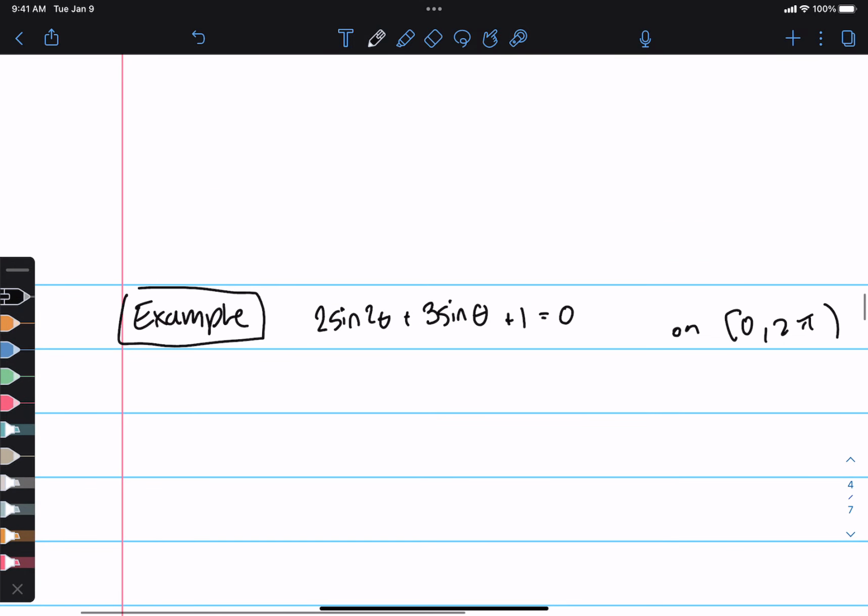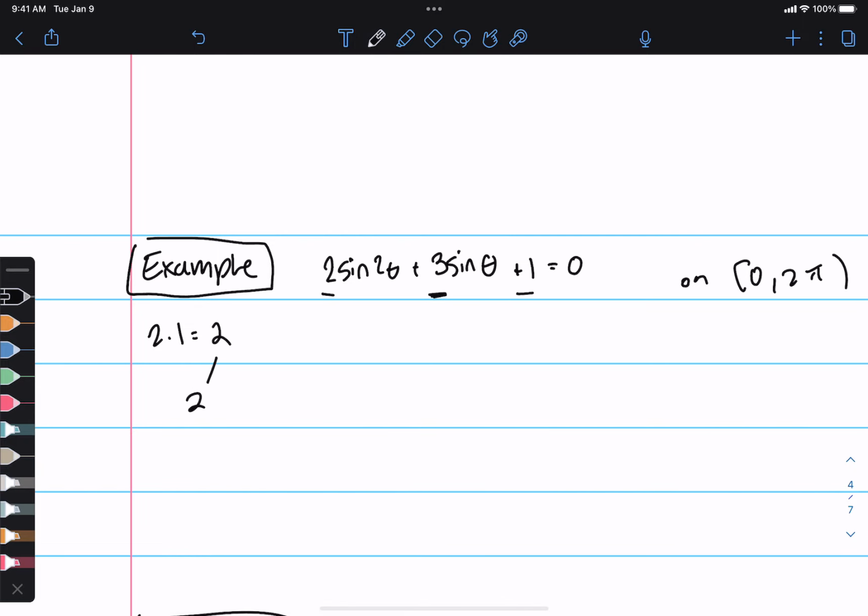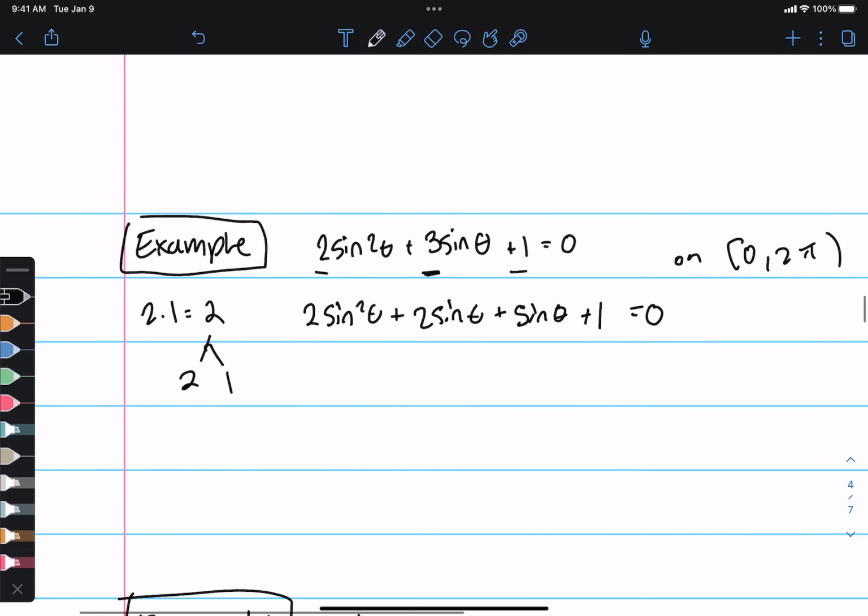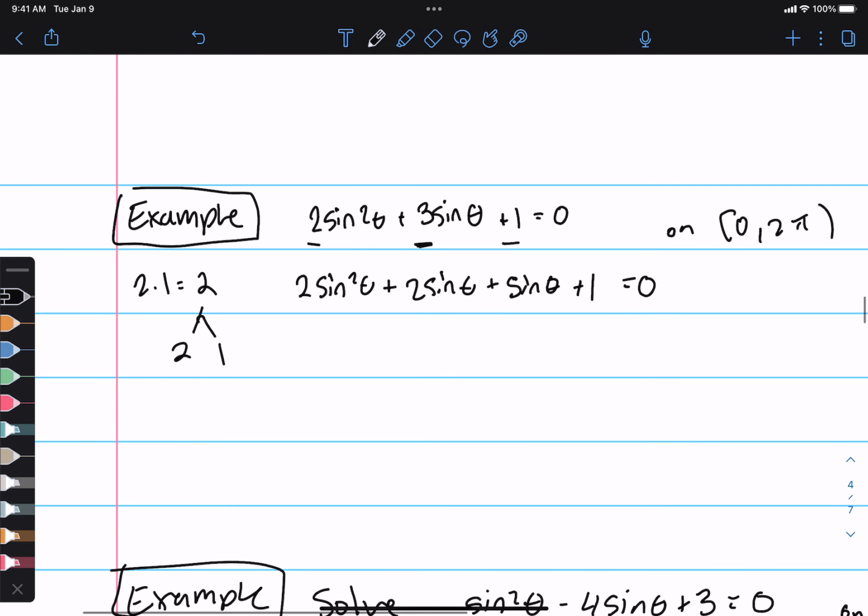So we can multiply a and c together. So 2 times 1 is 2. And we want factors of 2 that add up to 3. So 2 and 1, I'm thinking. And we're going to get 2 sine squared theta plus 2 sine theta plus sine theta plus 1 equals 0. And again, this is the same thing we had before. I'm not going to go over all the steps, but we would factor this as 2 sine theta plus 1 times sine theta plus 1 equals 0.